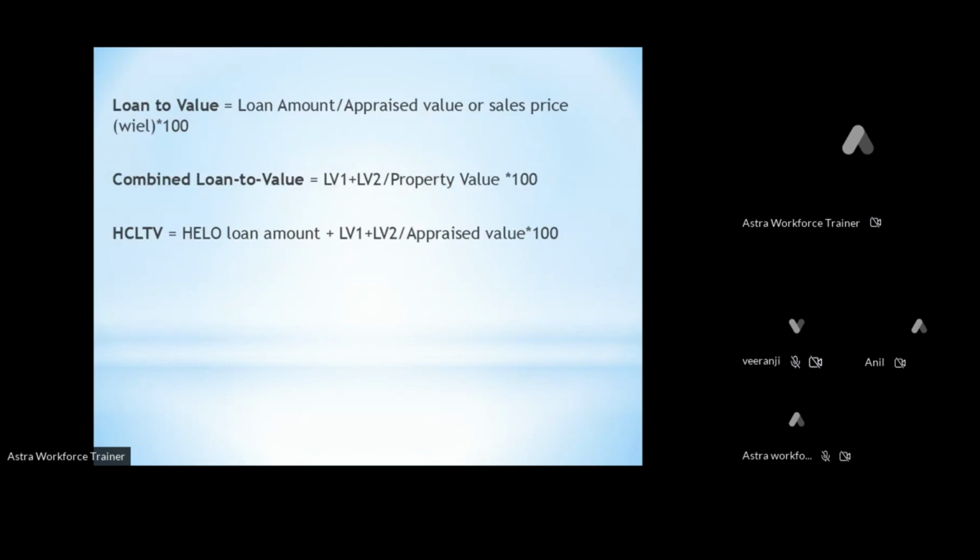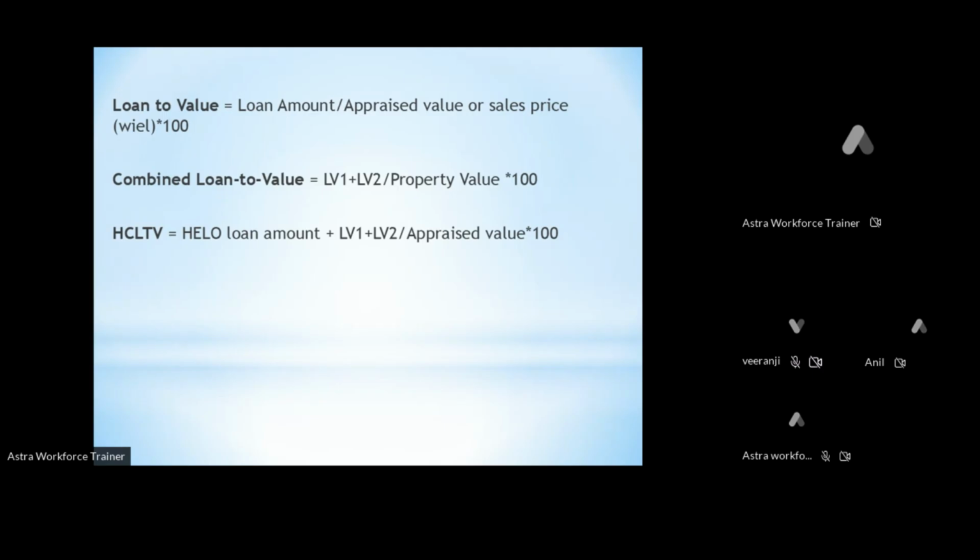Now, see, we discussed that the borrower will get 80% of the loan amount and has to pay 20% as a down payment. That is called loan to value: LTV, CLTV, and HCLTV. Loan to value is nothing but the loan value, determined by the loan amount divided by the appraised value or sales price of the property. This is the formula to calculate the LTV, CLTV, and HCLTV.